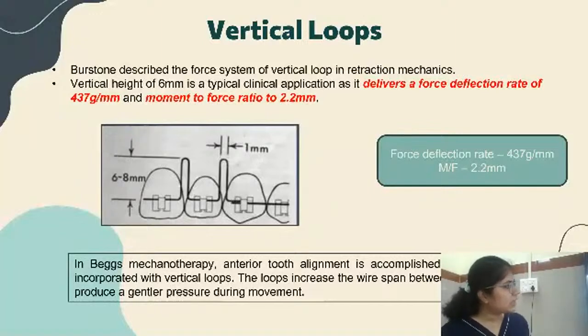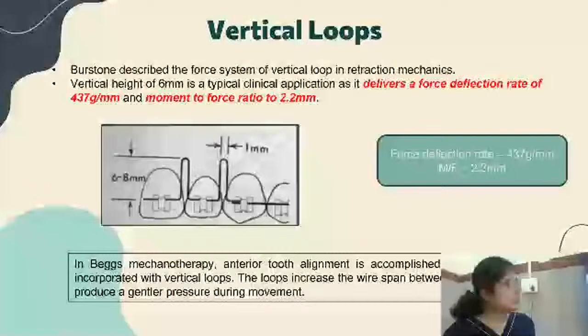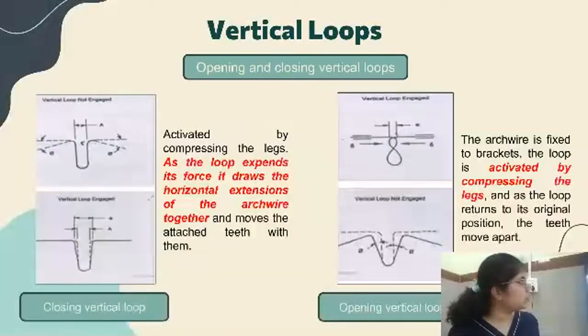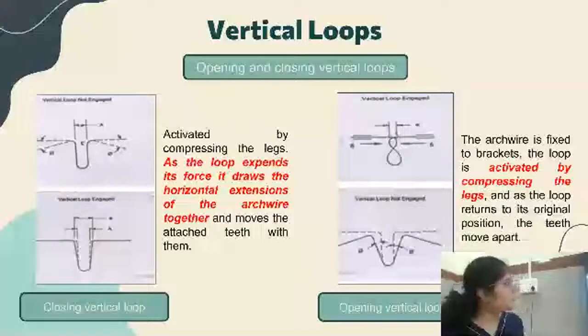So, in Begg's mechanics, anterior tooth alignment is accomplished with arch wires incorporated with vertical loops. The loops increase the wire span between the teeth and produce a gentler pressure during movement. Now, opening and closing vertical loops. This first one is the closing vertical loop, which is activated by compressing the legs.